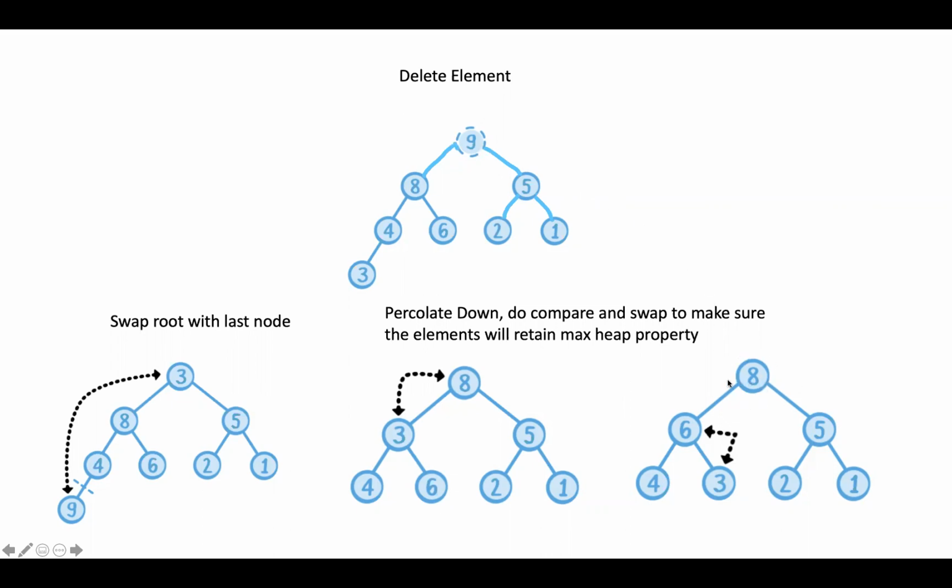And again, I have to do the same operation to make it a max heap, to build a max heap, either by swapping and percolating down. So I hope it is clear how the delete operation works.